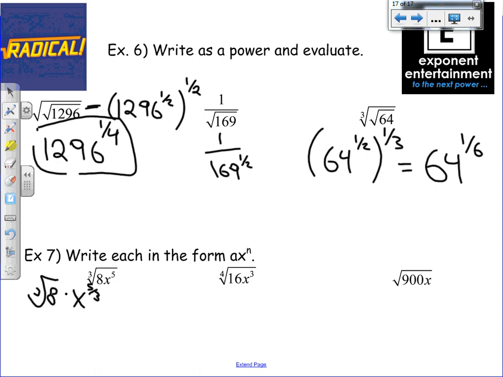Next ones are all the same thing. This would be 2 x to the power of 3 over 2. Or, sorry, 2 over 4. The next one, the square root of 900. No idea what that is. 30? X to the power. Whew.